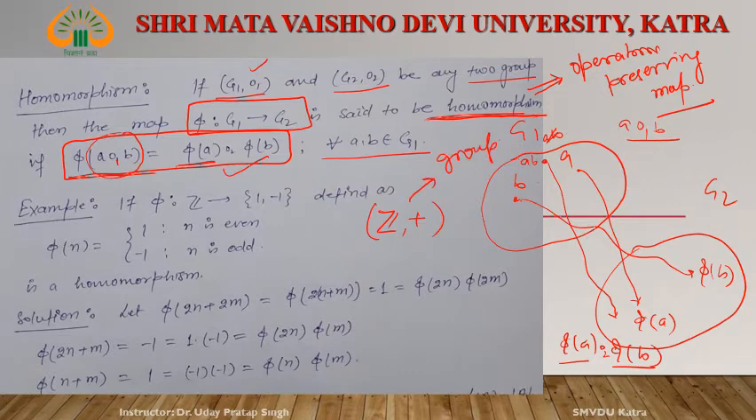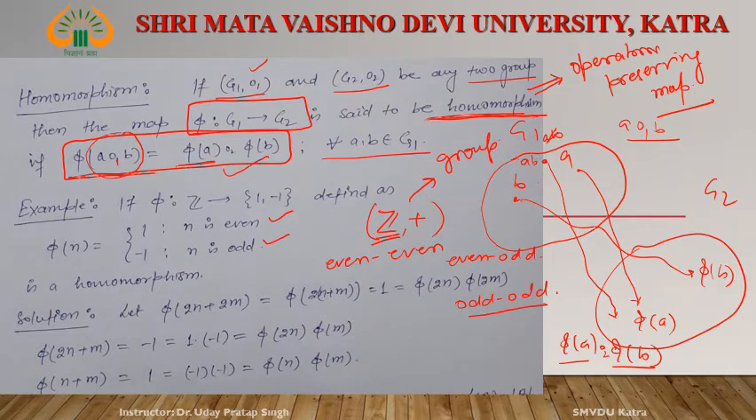Right? This is a group, and this operation is defined as phi of n is equal to 1 if n is even, and minus 1 if n is odd. Prove that this is a homomorphism. Then there are three cases for Z: the even-even case, the even-odd or odd-even case (both are the same), and the odd-odd case.